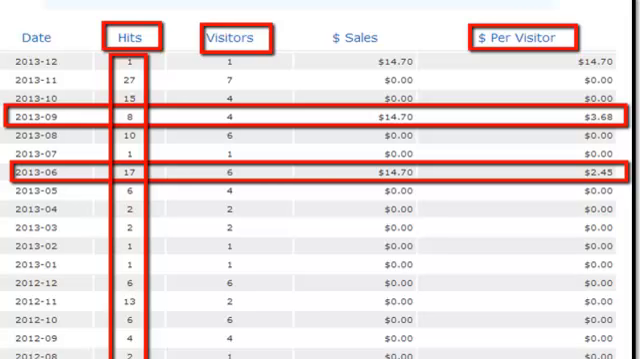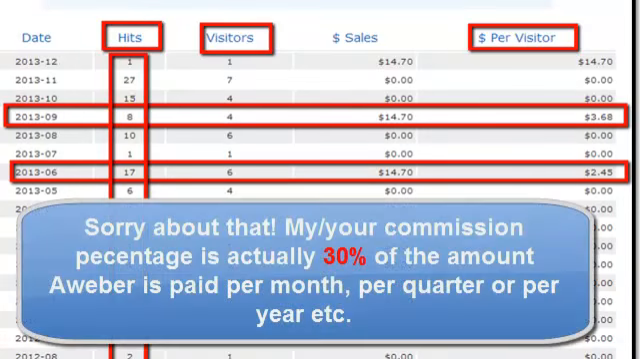And Aweber pays a 30% commission of whatever the amount is that they're paid. But here's what I want you to understand. If you actually want to know what that amount was, just take the 14.70 divided by 0.3 and you should get 49. So in this case, somebody probably bought a 3-month subscription to Aweber and they paid the $49 up front. Aweber is crediting me 30%, $14.70.